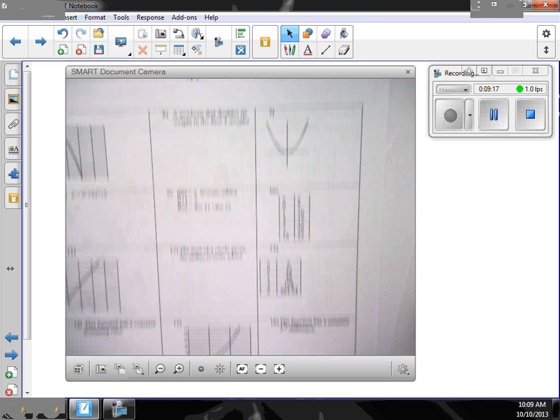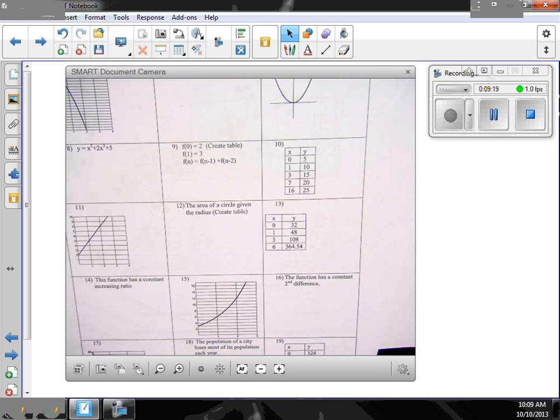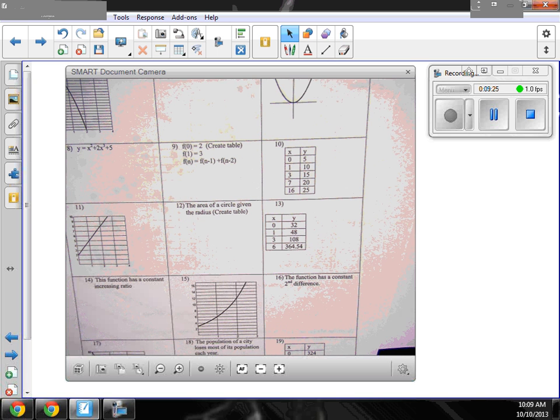Look at numbers 10 and 13. You notice anything funny about 10 and 13? It skips x's. So number 10 looks linear. Is it linear? No. So you need to think of another way to test to see if it's exponential or if it's quadratic. Same thing with number 13. We're skipping values. And when you skip values, it makes it a little bit more difficult. But there is enough information to tell you whether it's linear, exponential, or quadratic.